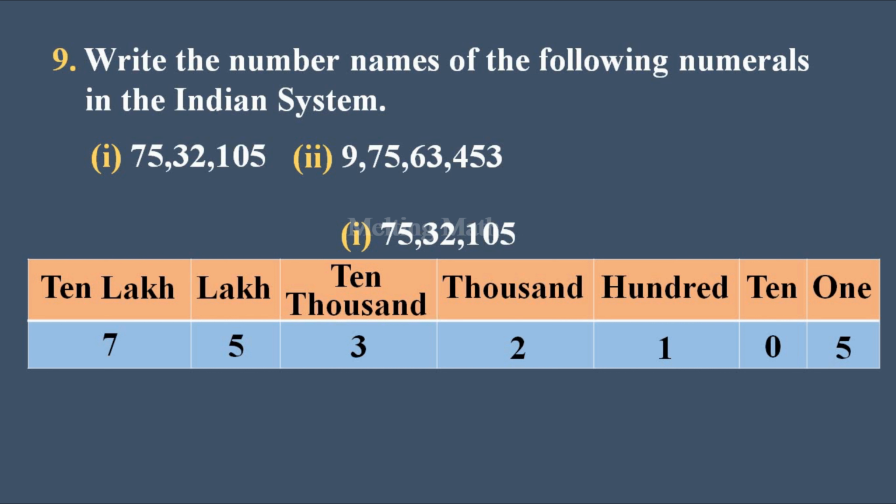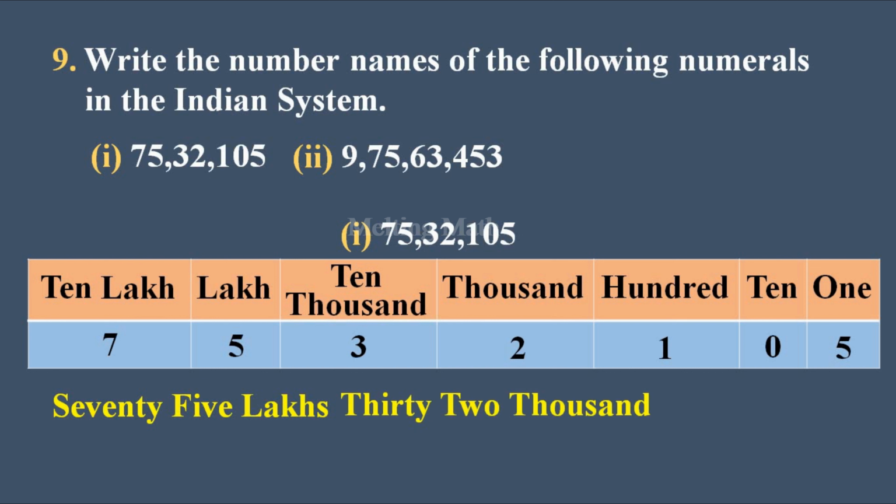Then we can easily write this number in words according to the periods of the Indian system. We know the 10 lakh place comes under the lakhs period. Here 75 is there, so just write 75 lakh. Then 10,000s and thousands come under the thousands period. Here 32 is there, so just write 32,000. Then 100, 10, 1 come under the ones period. Here 105 is there, so just write 105. That's it. This is the number name of the given numeral. The number name is nothing but the number in words.